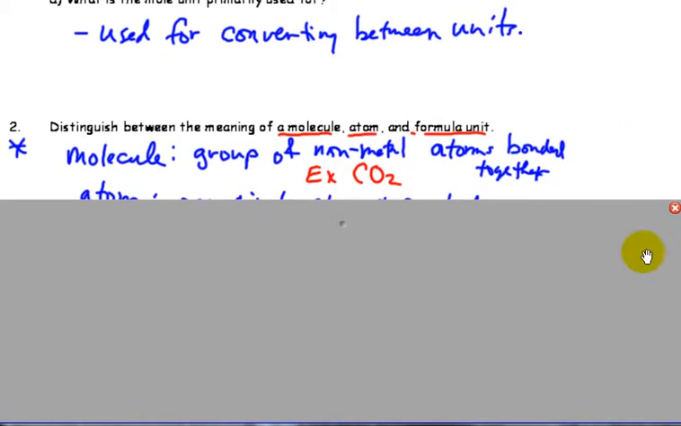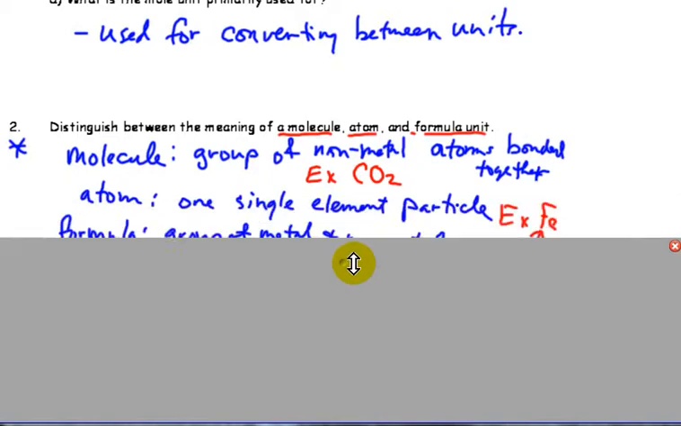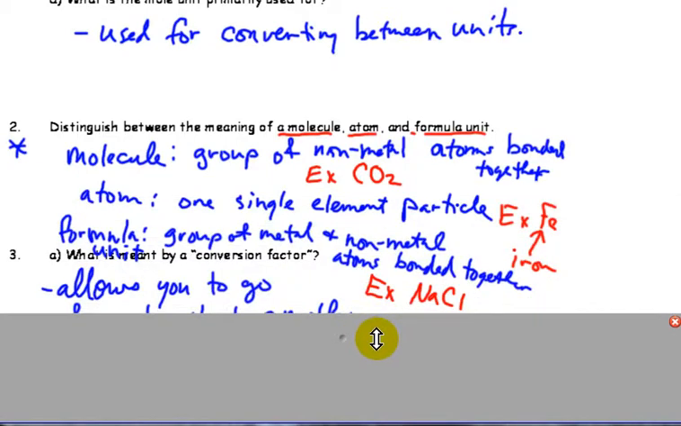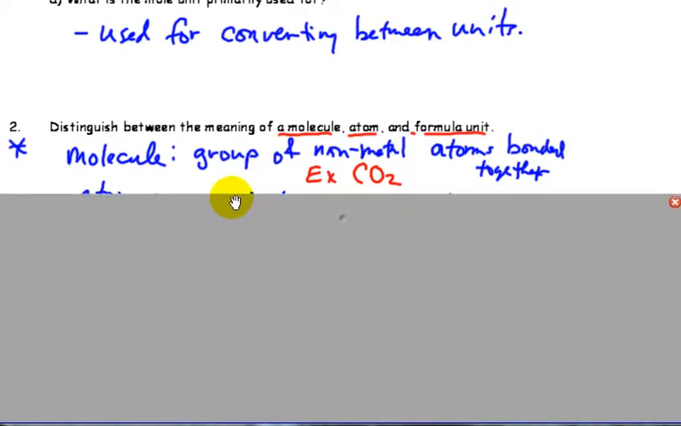Now, an important thing here in chemistry is distinguishing between molecule, atom, and formula unit. So if we look here, a molecule is a group of non-metal atoms bonded together. So those elements from the right-hand side of the periodic table, those are non-metals, and when they bond together, it is referred to as a molecule. So the group of non-metal atoms, molecule. For example, molecules of carbon dioxide.